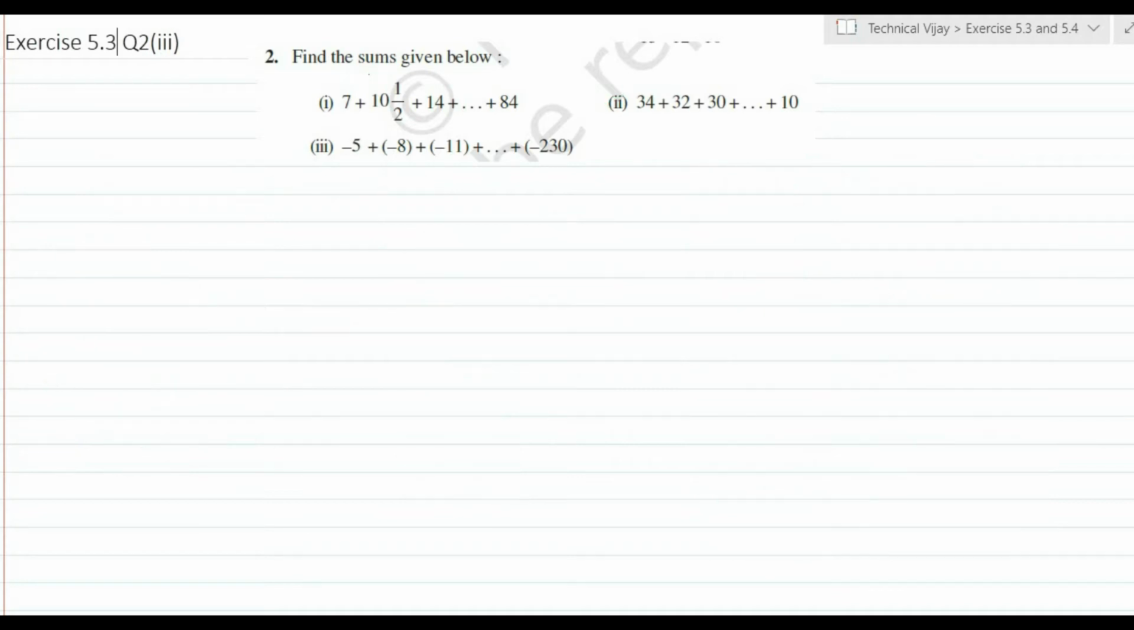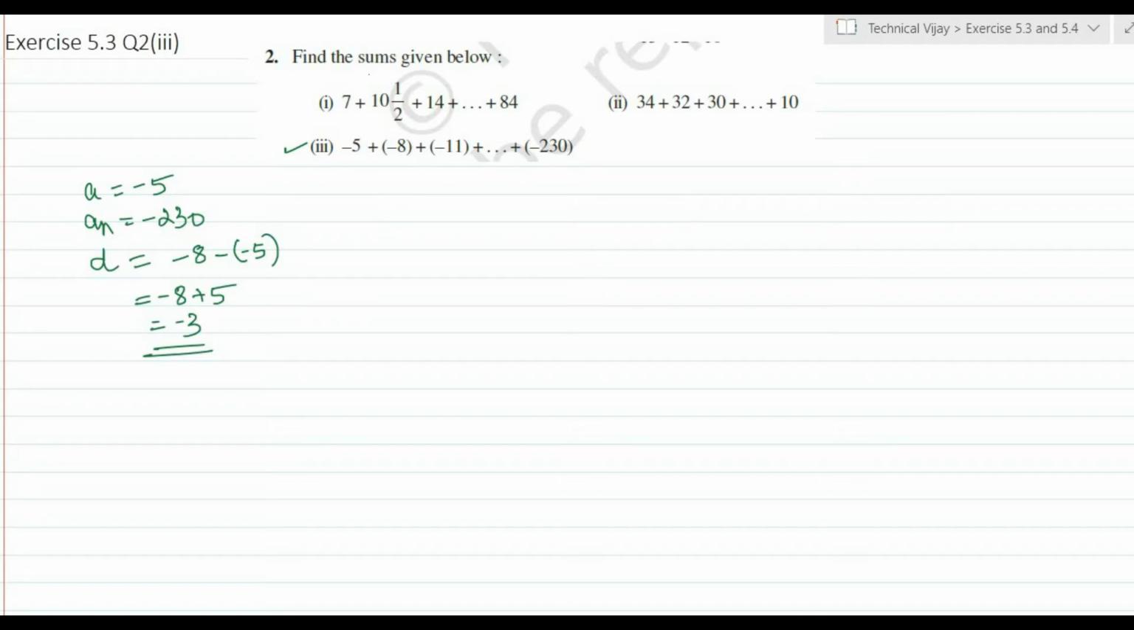So now the third one. The first term a is equal to minus 5, and he has given an again as minus 230. So d we have to calculate. What is d? d is minus 8 minus of minus 5, that is second term minus first term. So which is equal to minus 8 plus 5. So here it is equal to minus 3.